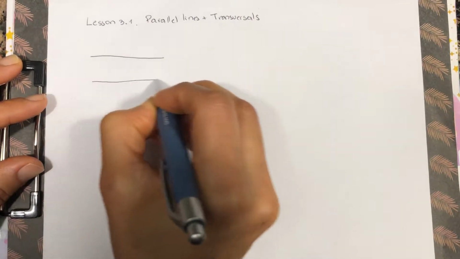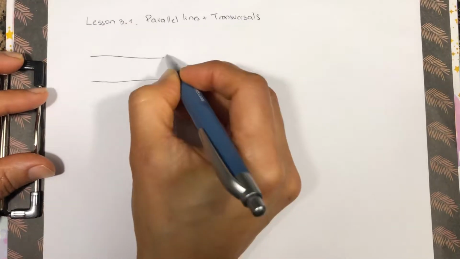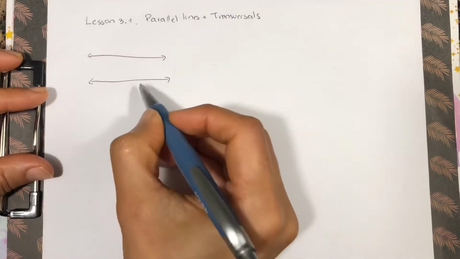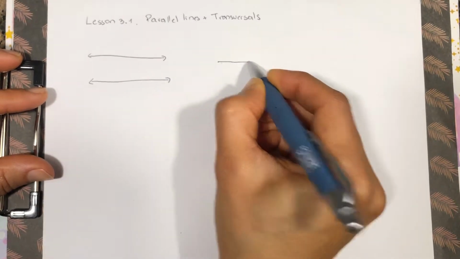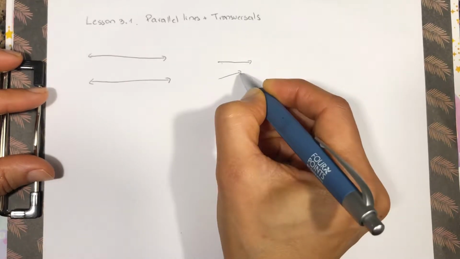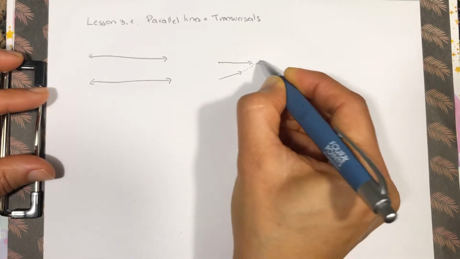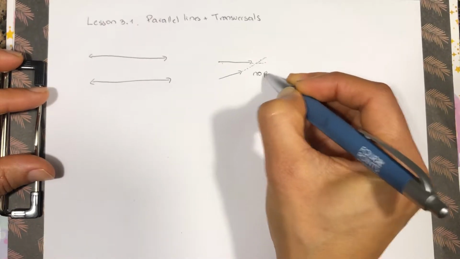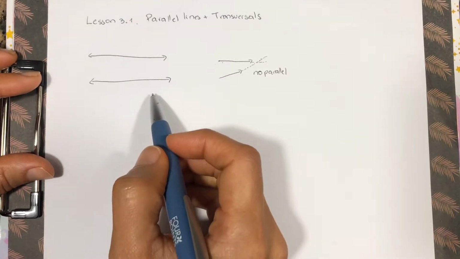Parallel lines are two straight lines. Imagine that they are straight and never touch each other. No matter how you enlarge them, I can keep this to infinity and they will never touch each other. They will always remain at the same distance. If I had a different type of line, like this line, I know that if I extend it, eventually they will cross, right? And so these are not parallel.